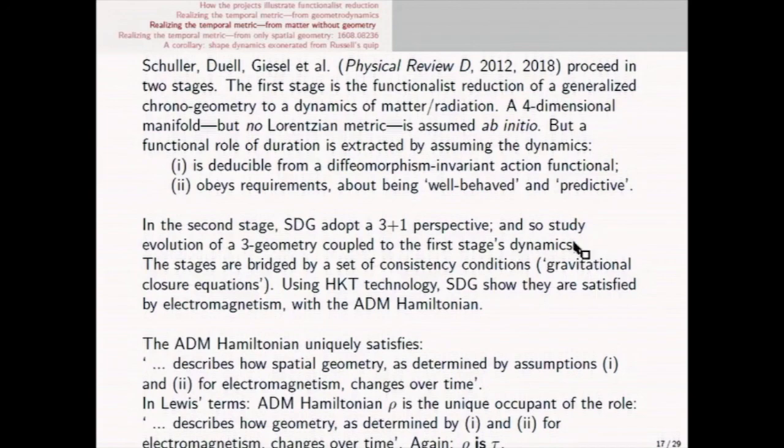So in their case, the functional reduction would read as follows: the ADM Hamiltonian is the concept that uniquely satisfies, and then open quotes, describes how spatial geometry, as determined by the assumptions 1 and 2 for electromagnetism, changes over time. Or in Lewis's terms, it would be that the ADM Hamiltonian, or rho as the reduced, is the unique occupant of the role, describes how geometry, as determined by 1 and 2 for electromagnetism, changes over time. And again, we get the same idea that rho is tau.